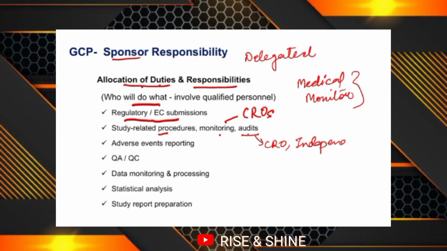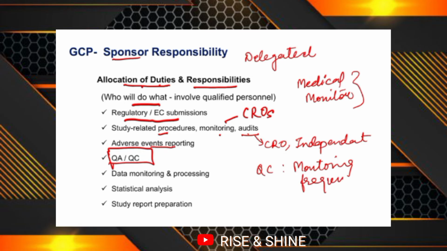Adverse event reporting, who is responsible? What is the frequency? What is the plan for QA and QC? As I told you, QC is more like monitoring in a clinical trial. Who will be doing it? The CRO, or the sponsor taking responsibility by themselves. What will be the frequency? At what time interval will this be done? QA audit, is it happening every 6 months or once a year? What will be the time frame for audit? All this is the responsibility of a sponsor.